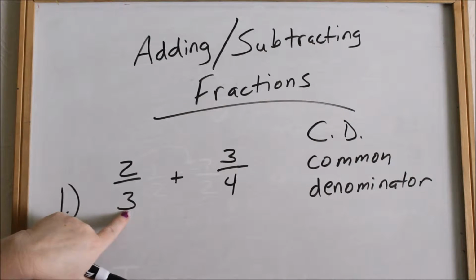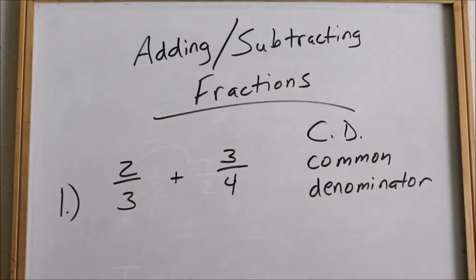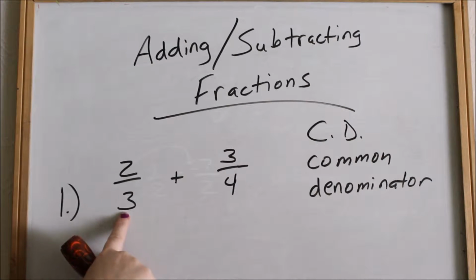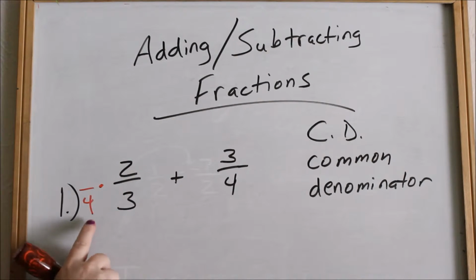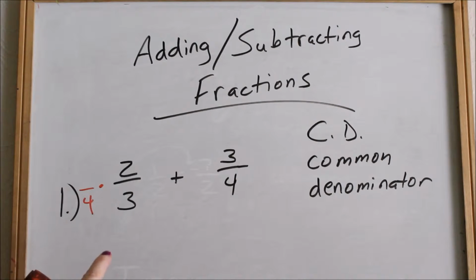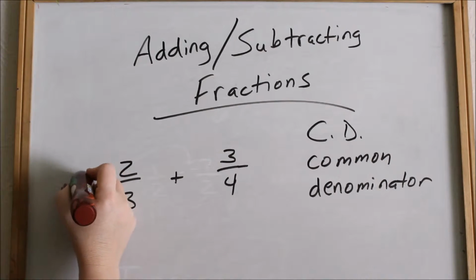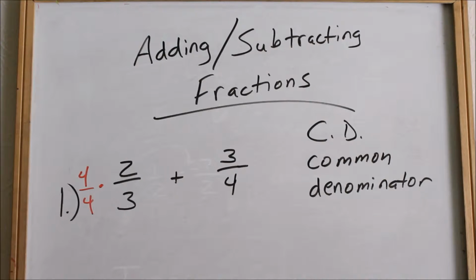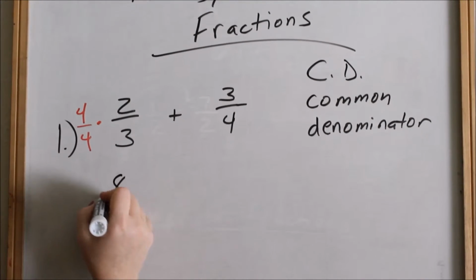In other words, I can turn 3 into 12, I can turn 4 into 12. So therefore, I can turn them both into 12, so my common denominator needs to be 12. Well, what do I multiply to 3 to get 12? I multiply a 4. Well, in the world of math, whatever you do to the denominator, you have to do to the numerator. Okay, so if I'm going to multiply this denominator by 4, I also have to multiply the numerator by 4.